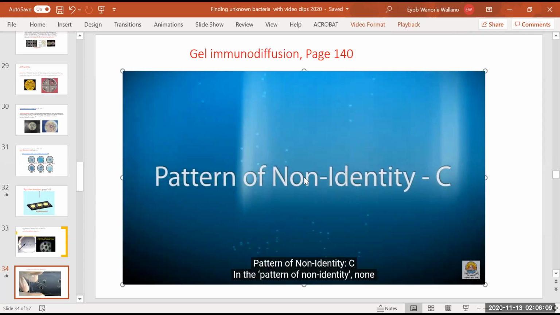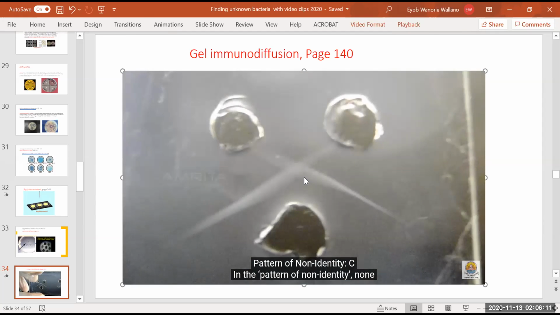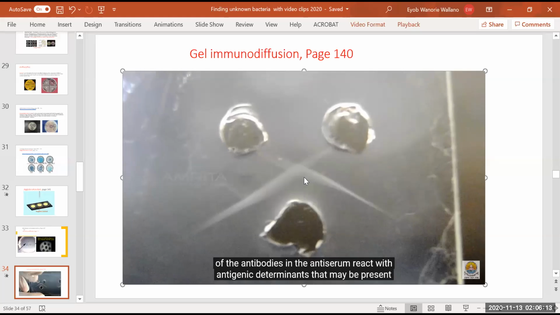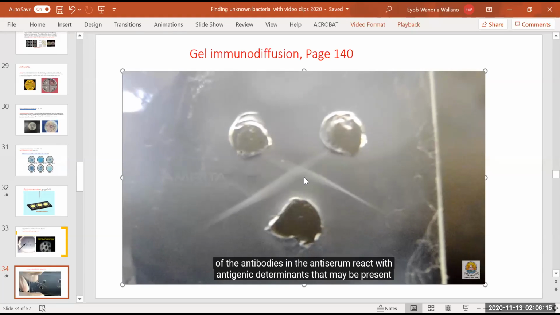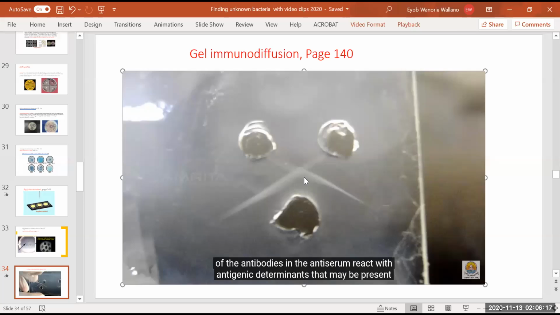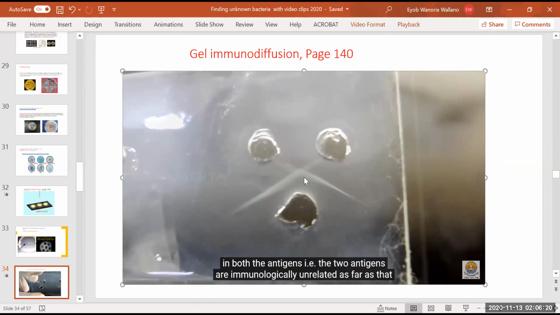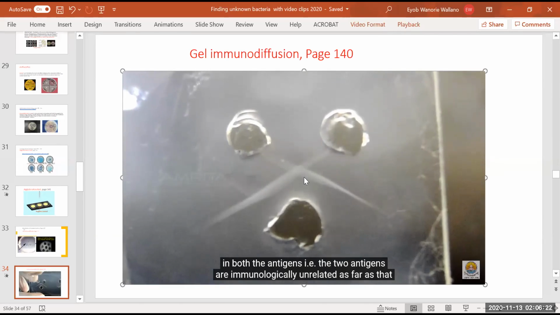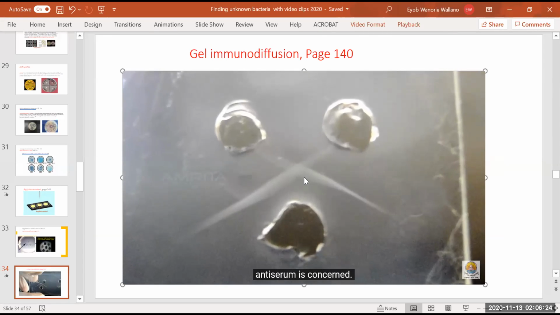Pattern of non-identity C. In the pattern of non-identity, none of the antibodies in the antiserum react with the antigenic determinants that may be present in both the antigens. That is, the two antigens are immunologically unrelated as far as that antiserum is concerned.